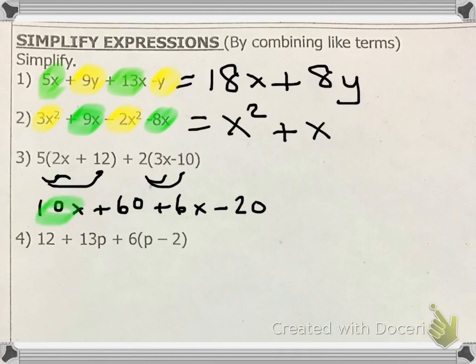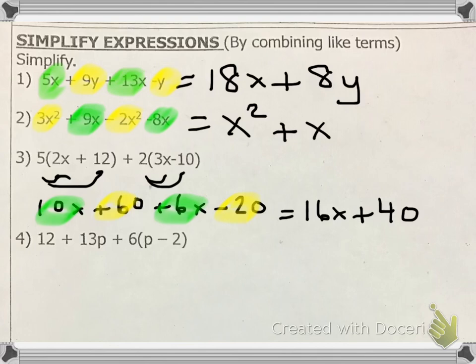Now we can combine like terms. I notice we have a 10x here and a plus 6x over here. So that's going to give us 16x. And we have a plus 60 and a minus 20, so that would give us plus 40. And again, I can't combine the 16 and the 40 because the 16 has an x attached to it and the 40 does not.